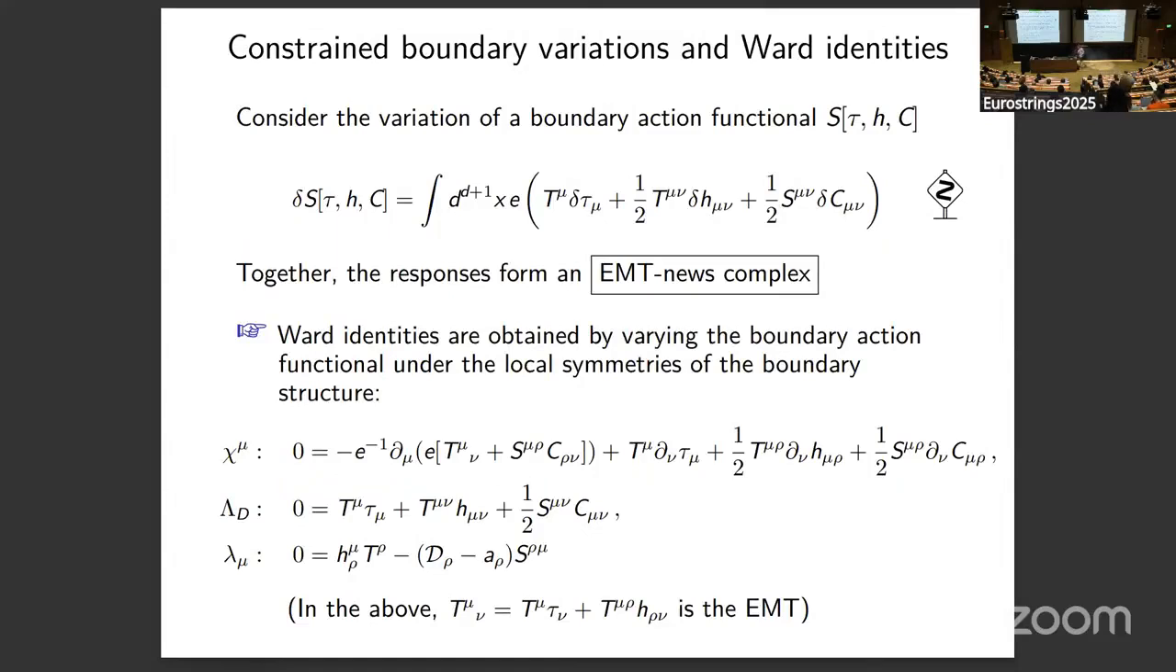So just to give you a little bit of an idea of how these variations work, if you take an action functional depending on the Carrollian structure and the shear, its variation looks like this. So it will turn out that the shear is on par with the Carrollian structure, so that the variation takes this form. And together, these three responses define what's called an energy momentum tensor news complex. So the energy momentum tensor plus the news. And by varying these under the symmetries of this action, which we assume are there, though they turn out to not be quite there. But if we assume they are there, we get certain Ward identities corresponding to diffeomorphisms, Weyl rescalings, and Carroll boosts. So they will come back to haunt us as well.